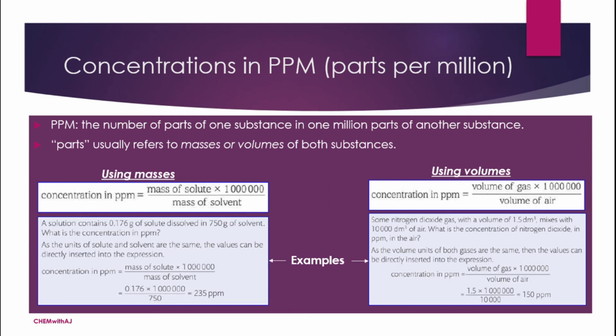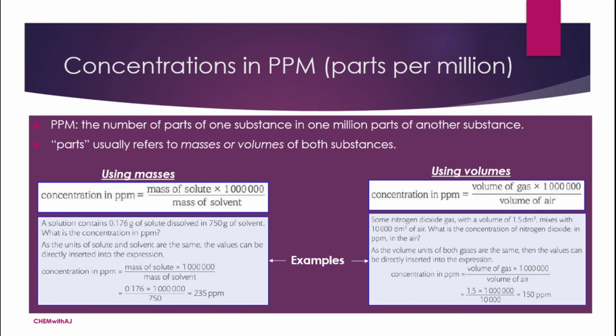So how do we do it using masses? Concentration in parts per million equals mass of the solute over mass of solvent, into 10 to the power 6, or 1 million. So in this example, a solution contains 0.176 grams of solute dissolved in 750 grams of solvent. What is the concentration in parts per million?